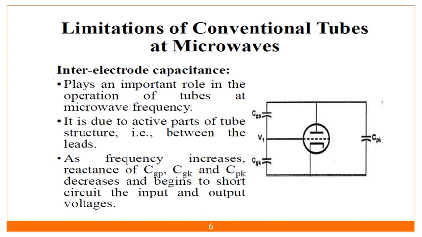The first is the inter-electrode capacitance. Suppose this is my tube, a triode. Just a minute, where is my cursor? This is a tube because it has three terminals, 1, 2, and 3. Triode. So this is the anode and this is the cathode. If I connect this to ground or negative, this is my cathode and this is my anode. What conventionally happens is that the cathode will emit electrons and the anode will catch them.